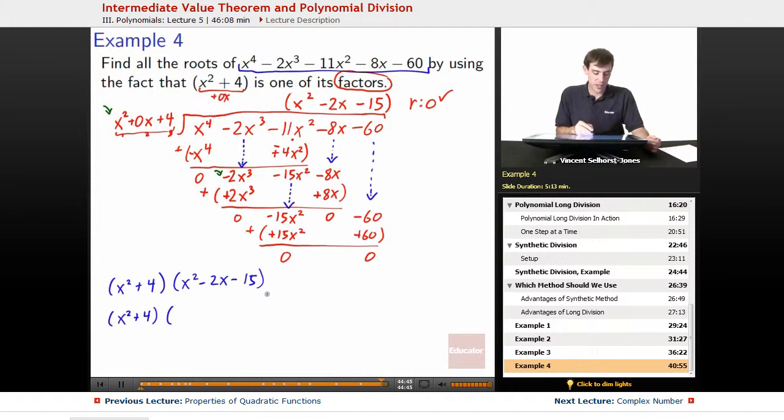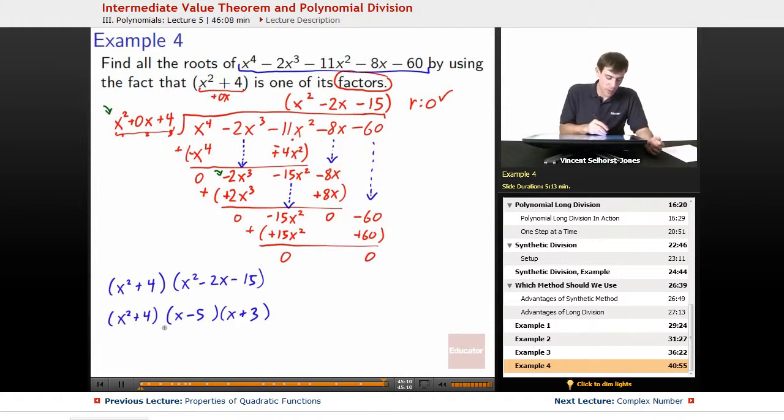X squared minus 2x minus 15. How can we factor this? Just a 1 in front of the x squared, so that part's easy. It's going to be x and x. And then what about the next part? Negative 15, we could factor that into, one of them is going to have to be negative. We could factor into 5 and 3. Hey, 5 and 3 have a difference of 2, so let's make negative 5 and plus 3. We check that, x squared plus 3x minus 5x, negative 2x, negative 5 times 3, negative 15.